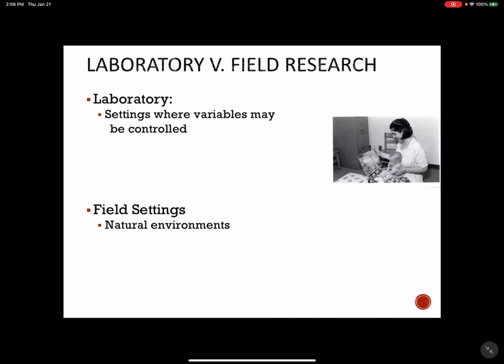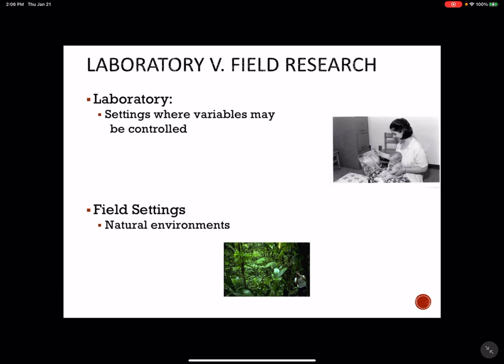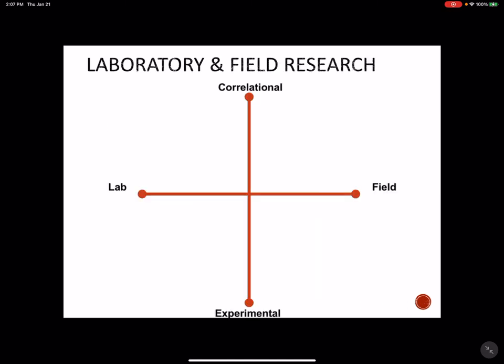That's in the laboratory. Field settings are natural environments, in the jungle or the urban jungle. Those are just where the participants are naturally. So like the beach. The beach was a field setting. So I want you to know that for the difference between correlational and experimental, you can't look at where it was done, because that's not going to tell you. The research setting does not tell you if it's correlational or experimental. What tells you is if the researcher manipulated variables.